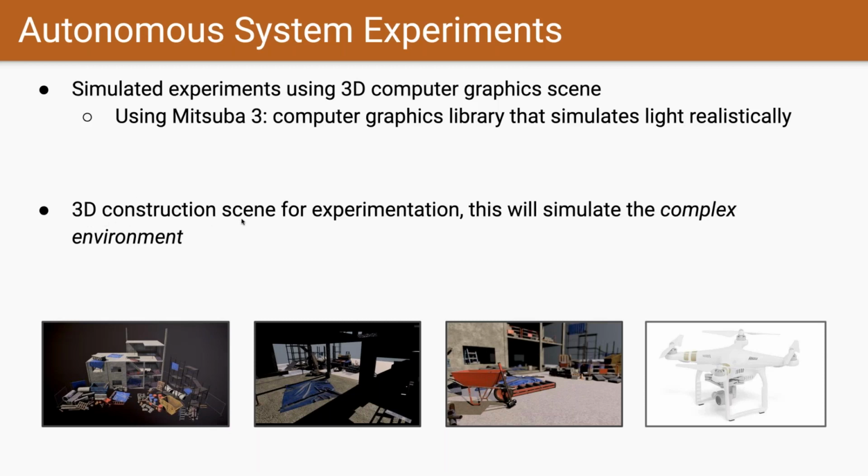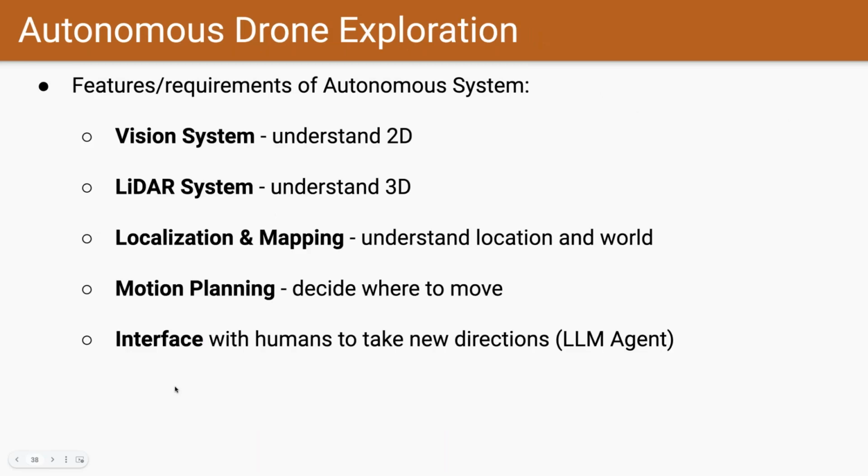So we need to be able to construct the 3D scene from experimentation. This will require us to simulate the complex environment. So you can see this is a cleaner environment compared to an actual construction site, but quite a lot of structures are unfinished. So identifying those objects will become difficult. But there is also quite a lot of chaos that is happening in a construction scene.